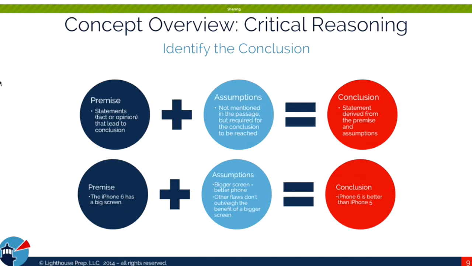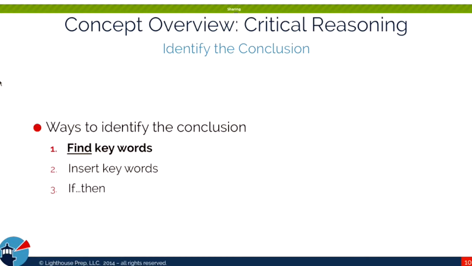So the key takeaway here is that there are three key parts of an argument in critical reasoning: the premise, the assumption, and the conclusion. And it's important to be able to identify all three of those as you read a passage. Now, we're going to go into the three strategies to identify the conclusion. This is the most important part of what we're covering today, so focus in.